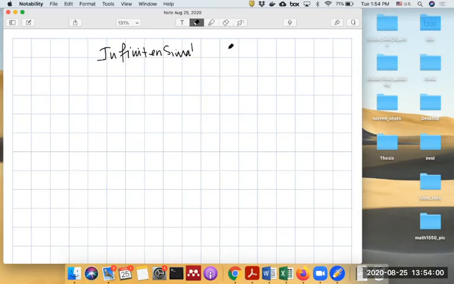Infinitesimal calculus. For short, now we call it calculus. Okay.